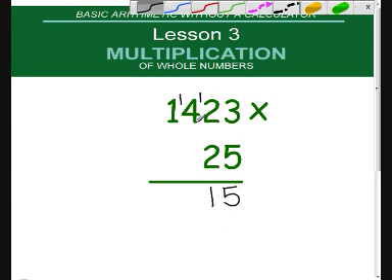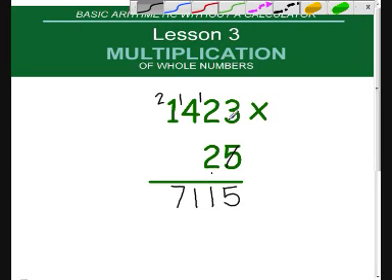Now I've got 5 times 4. Well, 5 lots of 4 is 20, and I'm going to add the 1, making it 21. That answer goes underneath. The 1 does, and the 2 gets carried to the left. 5 times 1 is 5, plus 2 is 7. Okay, now I've finished with this 5, and I'm ready to start on the 2.